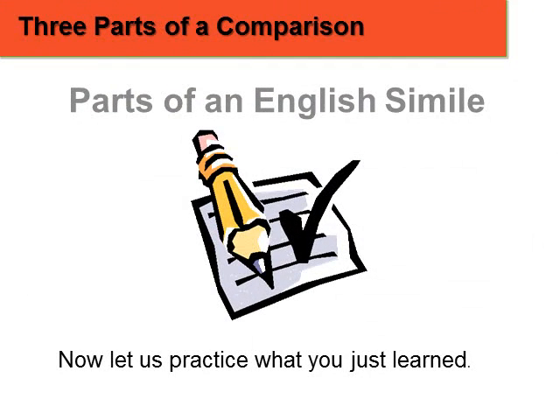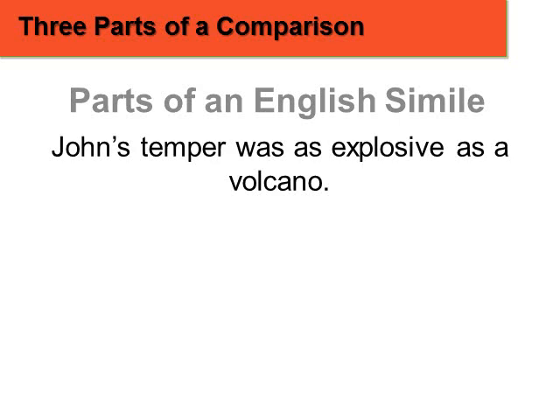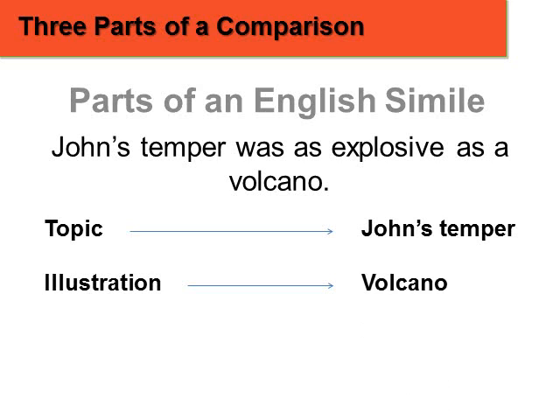Now let us practice what you just learned. In the sentence, John's temper was as explosive as a volcano, what is the topic? If you said John's temper, you are correct. What is the illustration? If you said volcano, you are correct.